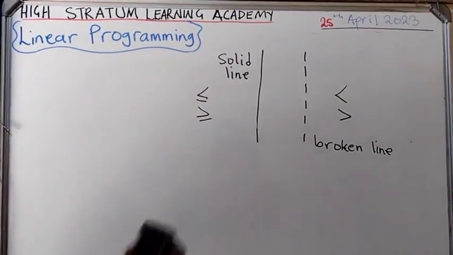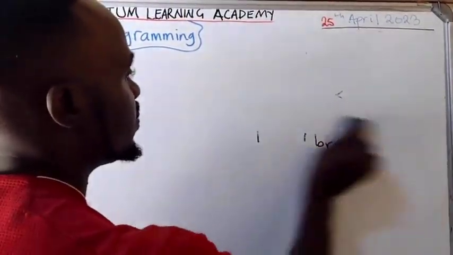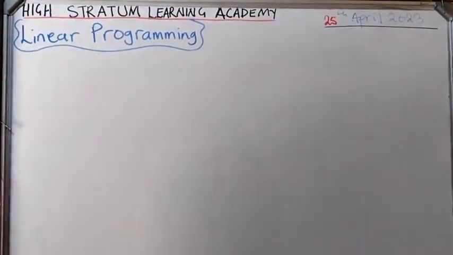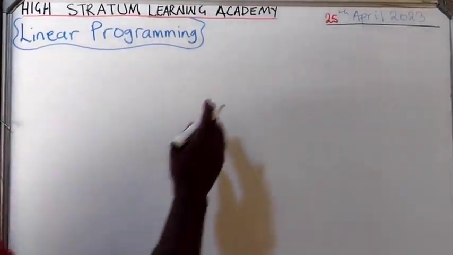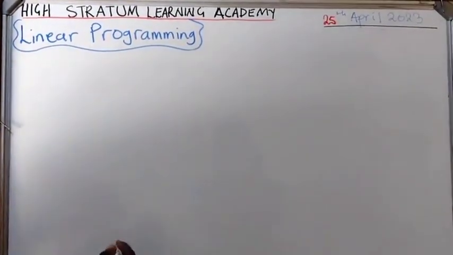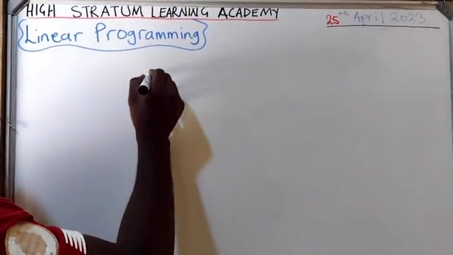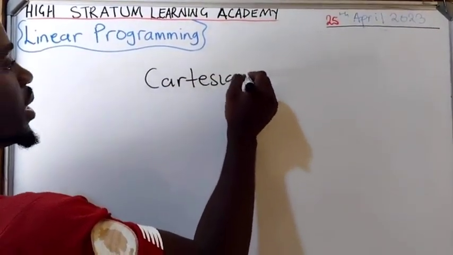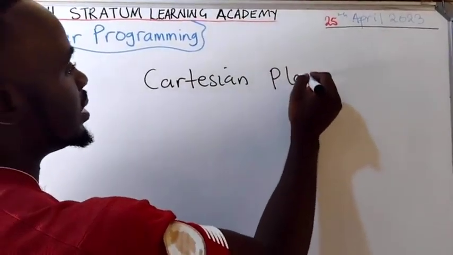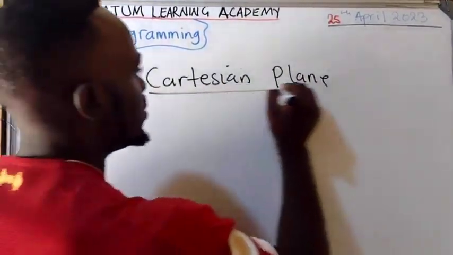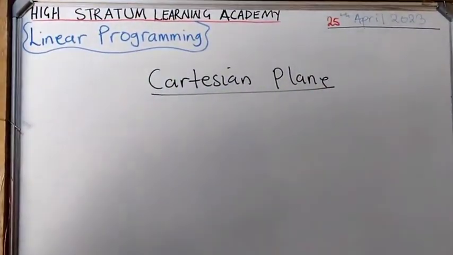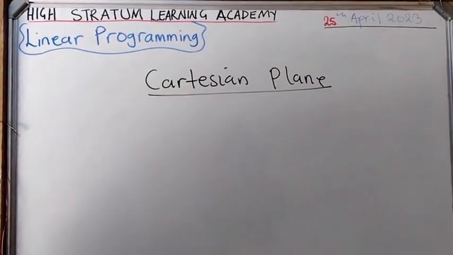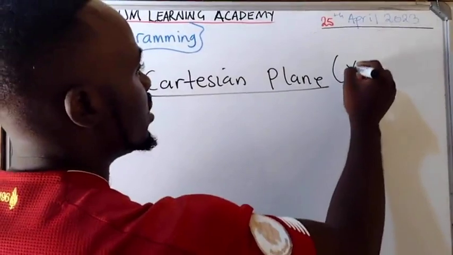So if you have understood this, let's now look at the Cartesian plane. I'm trying everything possible to make this lesson easy for you to understand. So let's look at the XY plane, which we call the Cartesian plane. When we talk about the Cartesian plane, remember we are talking about plotting inequalities. You can't just plot inequalities without the Cartesian plane, which is the XY plane.